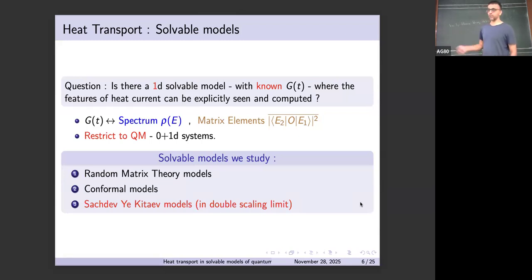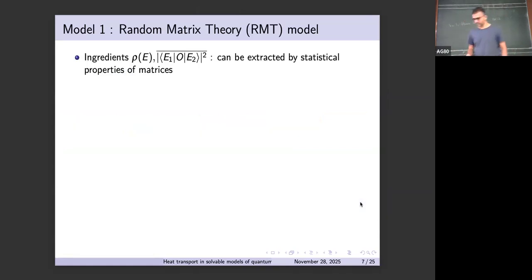And third is a little bit more realistic, which is the Sachdev model in a very particular limit. Okay. So first I'll talk about this RMT-like model. If you remember what I told you in the previous slide, solvable models means I know the spectrum and I know the averaged matrix element square.